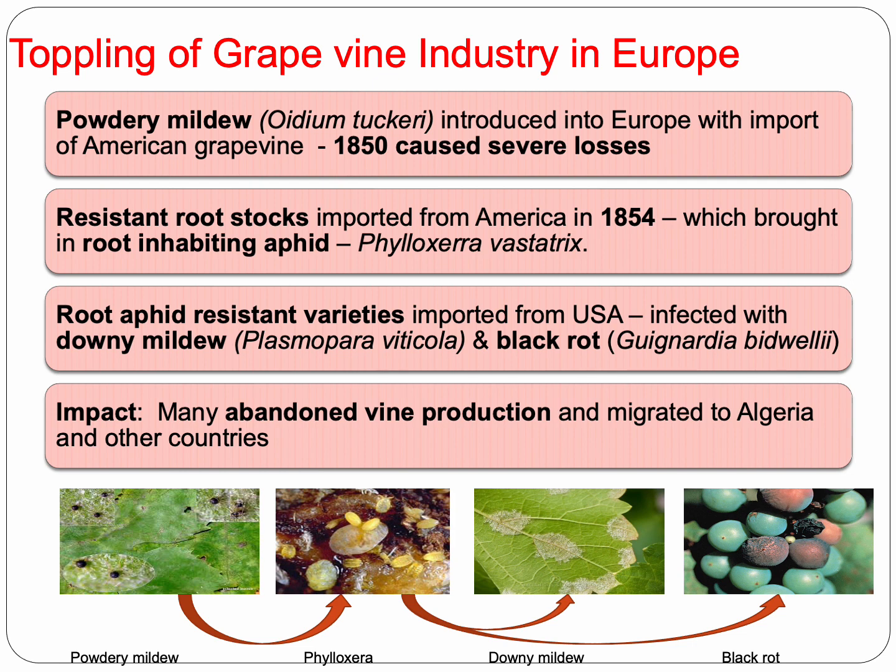Phylloxera vastatrix. To solve the problem of the root-inhabiting aphid, a root aphid resistant variety was imported from the USA, which was found infected with two diseases. One is downy mildew caused by Plasmopara viticola, and another is black rot caused by Guignardia bidwellii. And ultimately, it caused abandonment of wine production, and many wine growers migrated to Algeria and other countries.